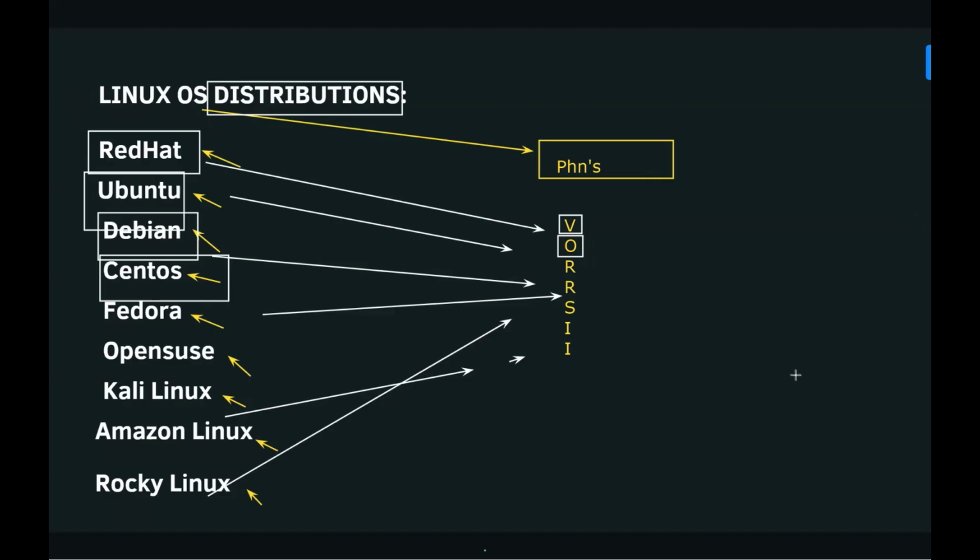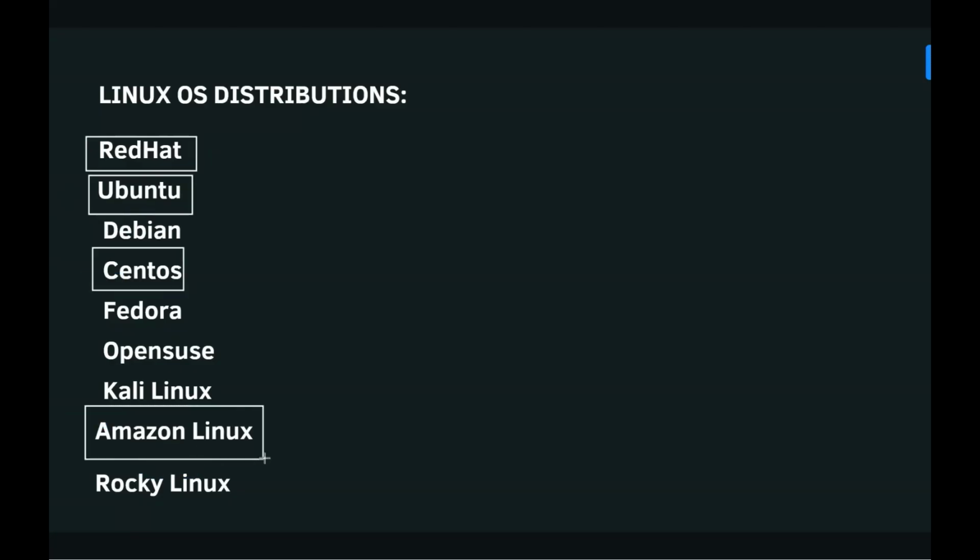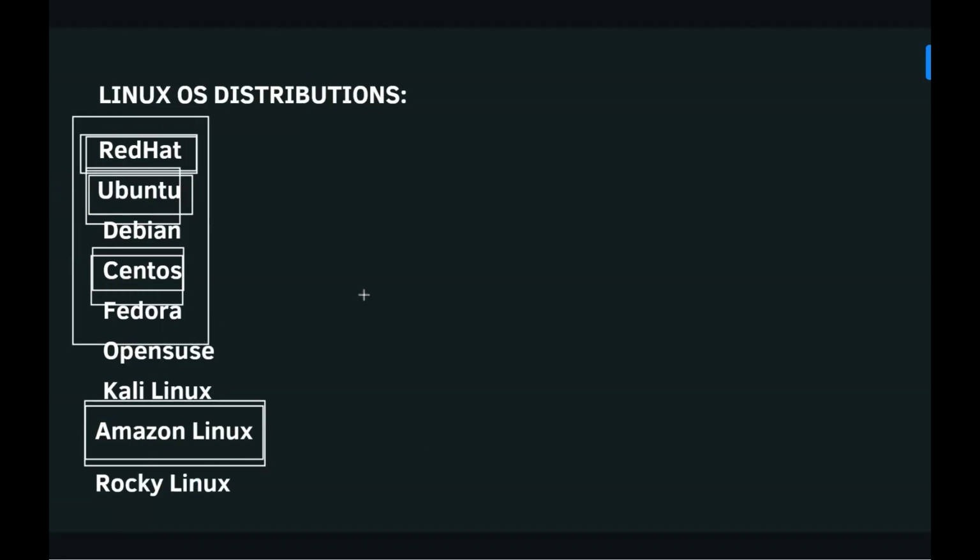In upcoming classes, we are going to work on that. Majorly in the market, they are using Red Hat, Ubuntu, CentOS, and Amazon Linux. So in our course, we are going to deal with Red Hat, Ubuntu, CentOS, and Amazon Linux as well. So we are going to work on four OS distributions. So we'll see.